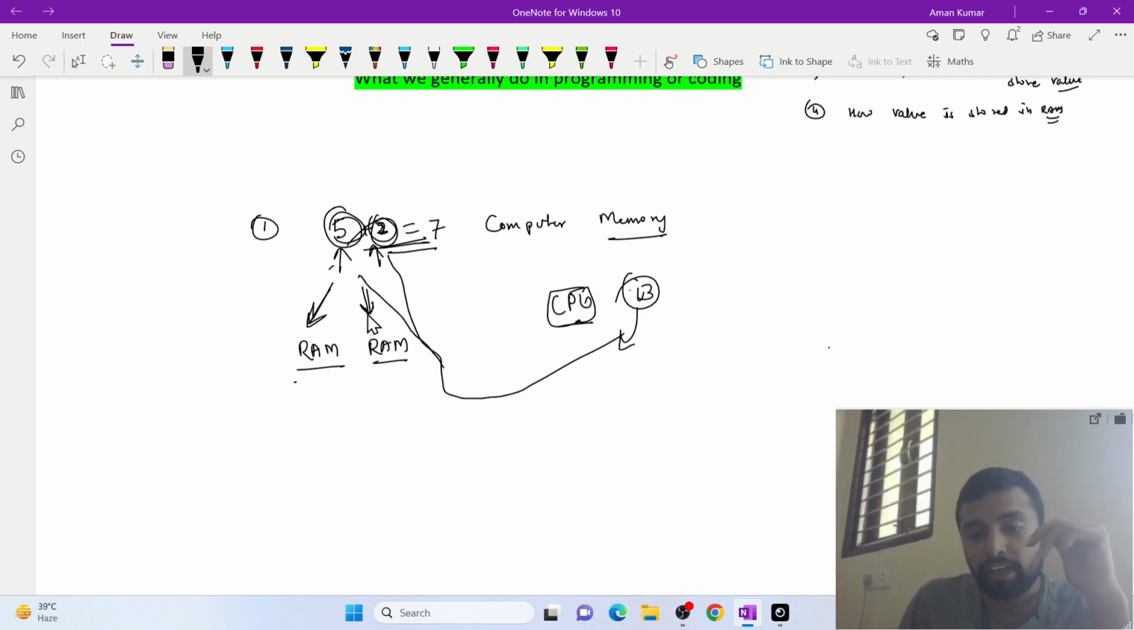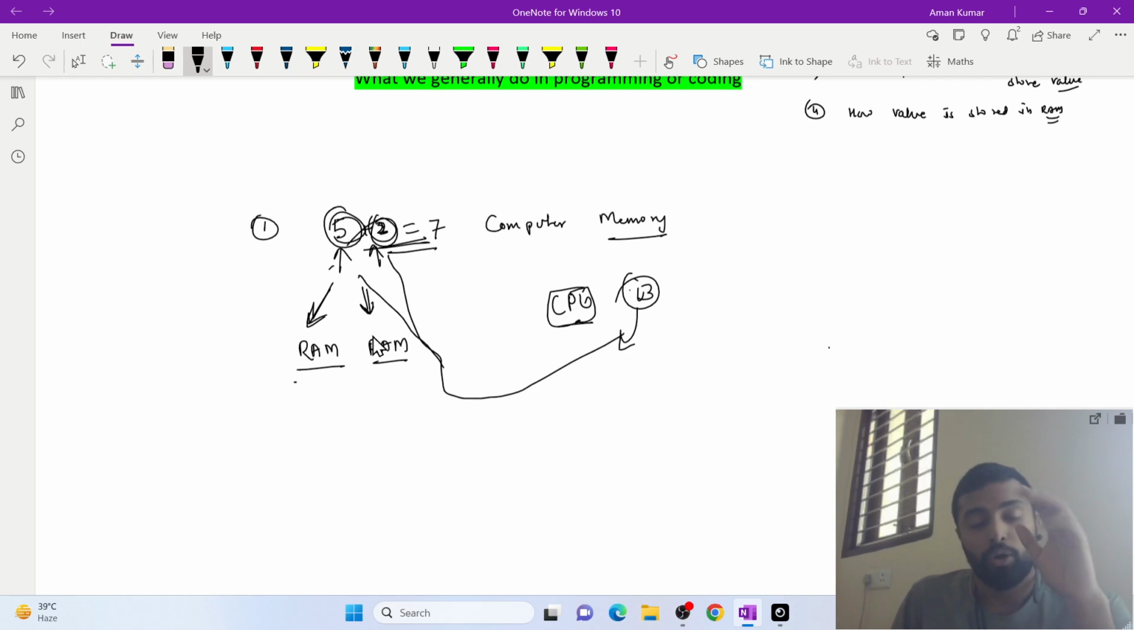Okay, and that value gets stored in the RAM. The CPU's task is to perform an operation on that value, and that value gets extracted from the RAM, of course. So that is how any operation is executed in the computer.